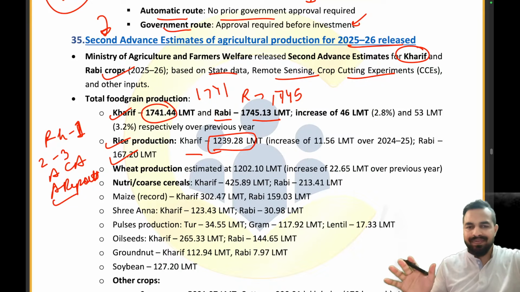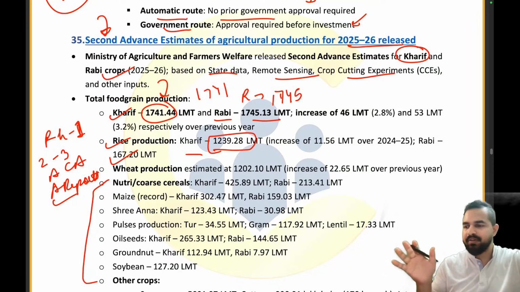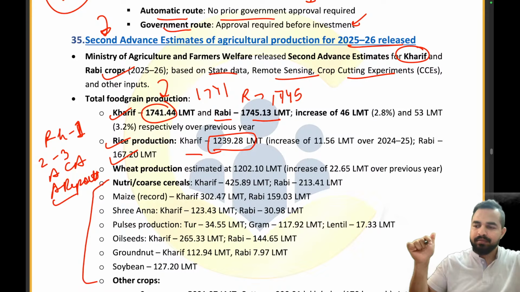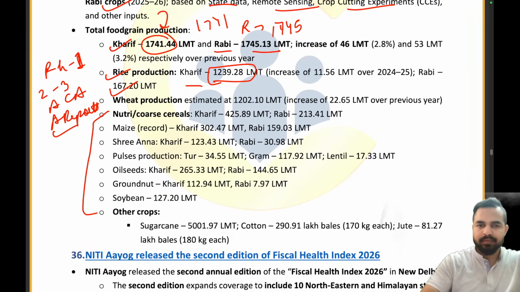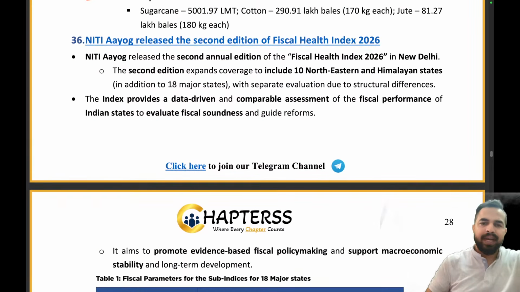But let me be very clear here, we are not required to cover all the details. You are not required to cover the nutri cereals, maize, Shri Anna and all other crops. Just remember the total food production in the Kharif, 1741, and the total production in the Rabi, 1745. Clear to everyone? In the rice production, the Kharif was 1239.28 and the Rabi was 167.2. Clear? Just two values, 1741 and 1745. That's it. Let's move on to the next news article.